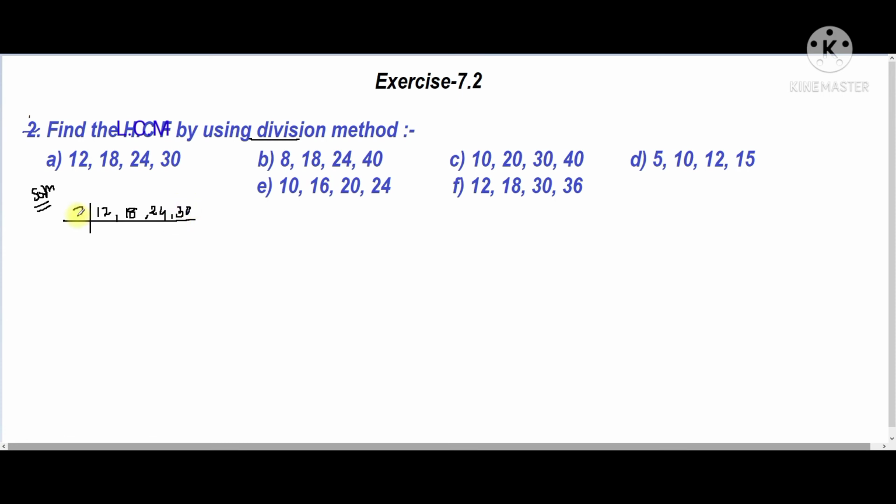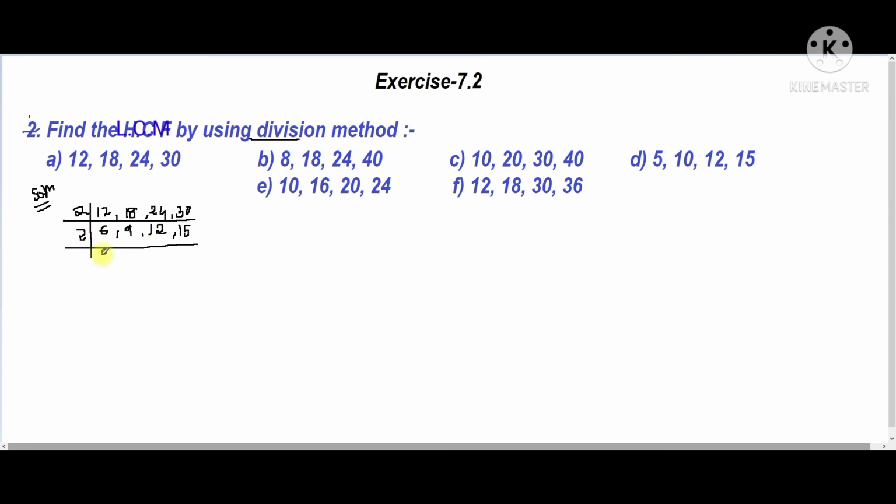So these numbers will be divided by, first try to divide by a prime number. This prime number is 2. Okay, how many times does 2 go into 12? 6 times. And 2 into 18? 9 times, 9 twos are 18. And 2 into 24? 12 times, 12 twos are 24, and 15 twos are 30. Okay, so again we will divide by 2.